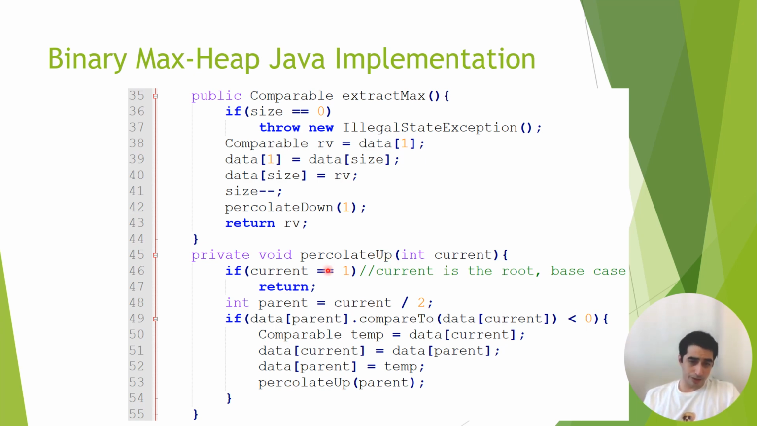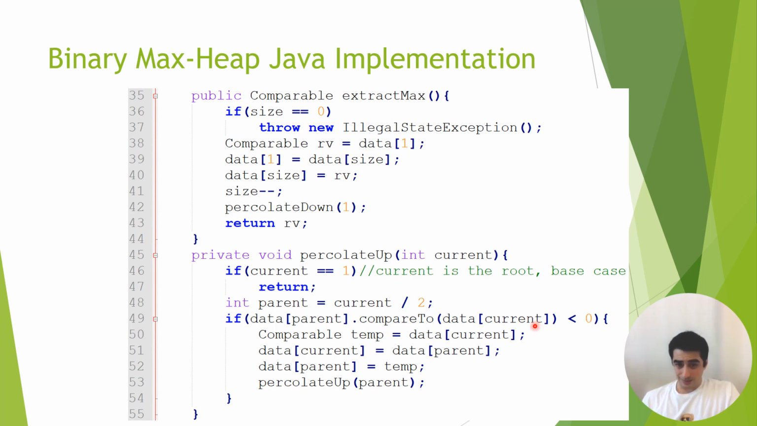So let's do percolate up in Java. If the element that you want to percolate up is already root, so that's it. You don't need to do anything else. That's the base case of my recursive implementation for percolate up. Otherwise, I need to find the parent, which would be the index of the current divided by 2. Instead of divided by 2, I could have done shift to the right by 1, but it's not so readable, so I skip that. Then I will compare the parent data with the current node.